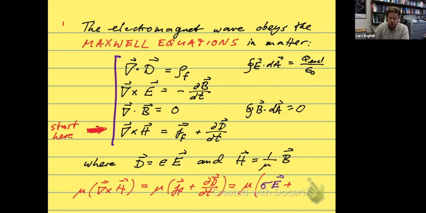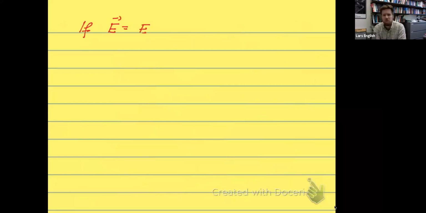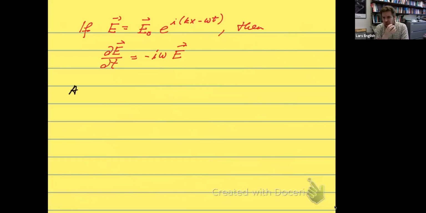Okay, so that's the first term. And then the second term, I'm going to substitute in this equation here, a relationship between D and E. And so then I get that. Okay, so then, just a quick aside, we're gonna talk about electromagnetic waves. So here's a plane wave, electric field, plane wave.